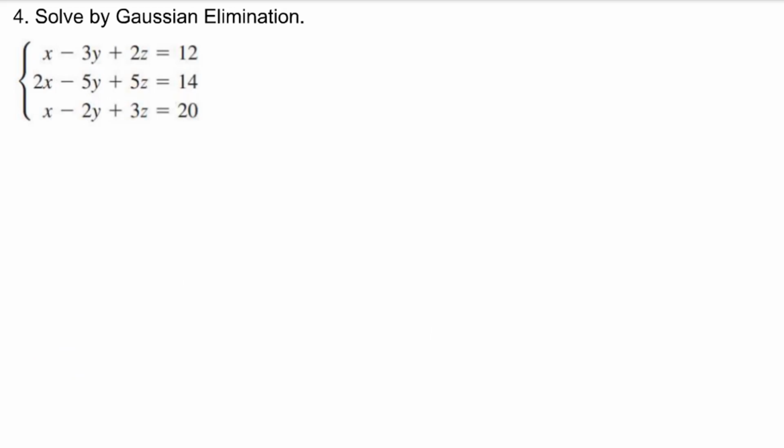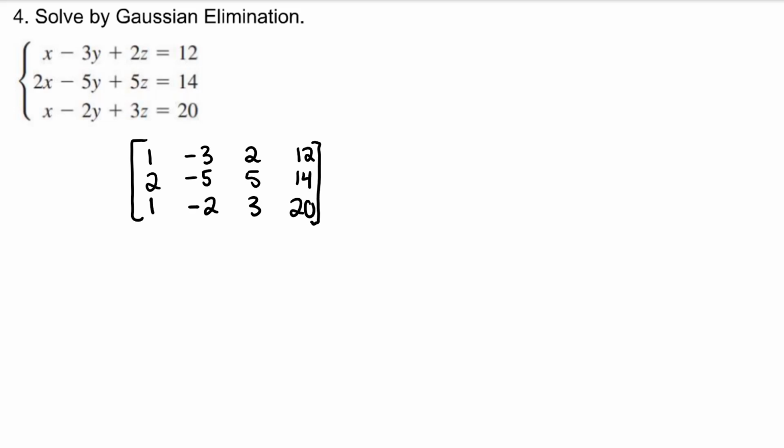Number 4, solve by Gaussian elimination. First, rewrite the system of equations as an augmented matrix. Rewrite this matrix in row echelon form. Then press play to check your answer. We already have a leading 1 in the first row, so we'll use that to eliminate the 2 and 1 below it.